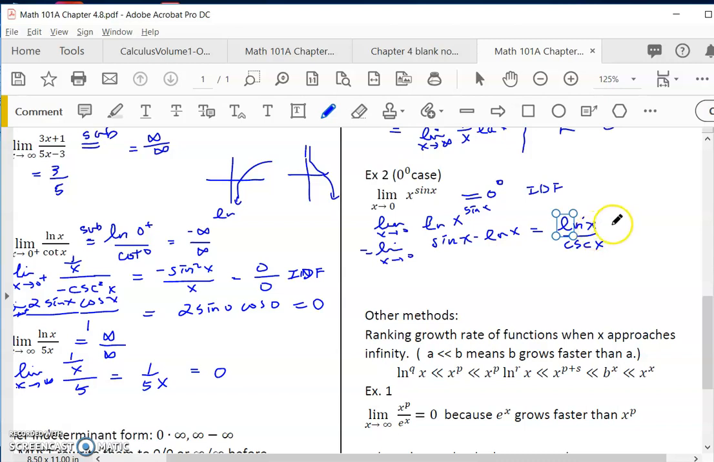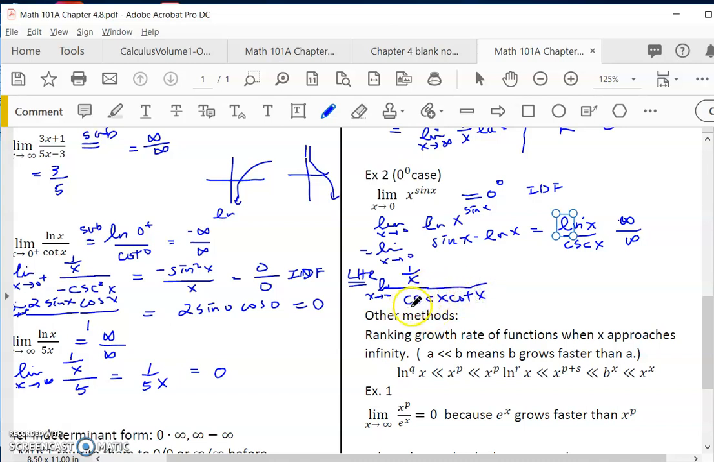Cosecant x. So when you plug in 0, approaching 0 from the positive side, ln x would be negative infinity. And 1 over sine, where sine is 0, would be infinity. So it's an infinity over infinity case. So we can actually use L'Hopital's rule on this one. The top would become 1 over x, still the same limit, x approaches 0, and the bottom's derivative would involve cosecant x cotangent x.